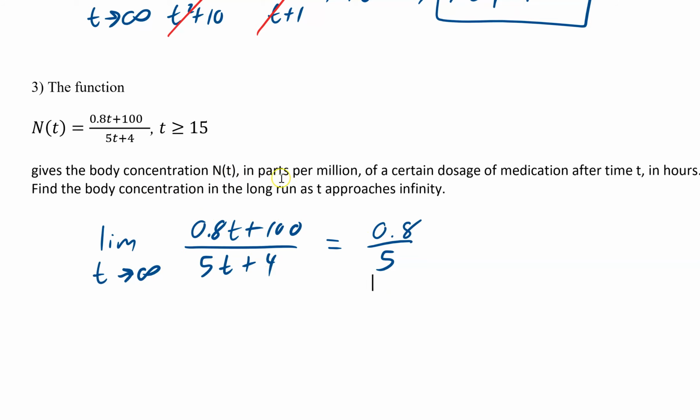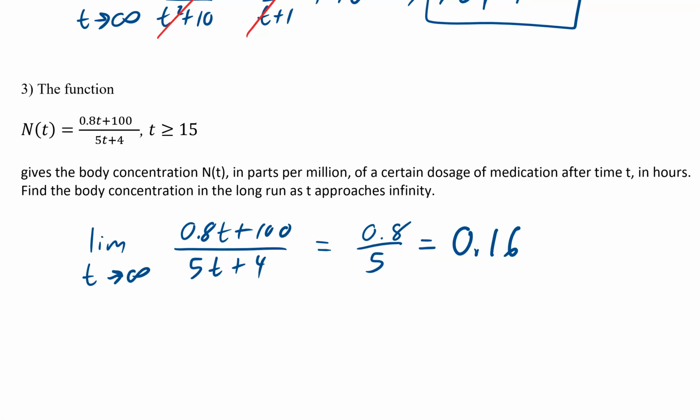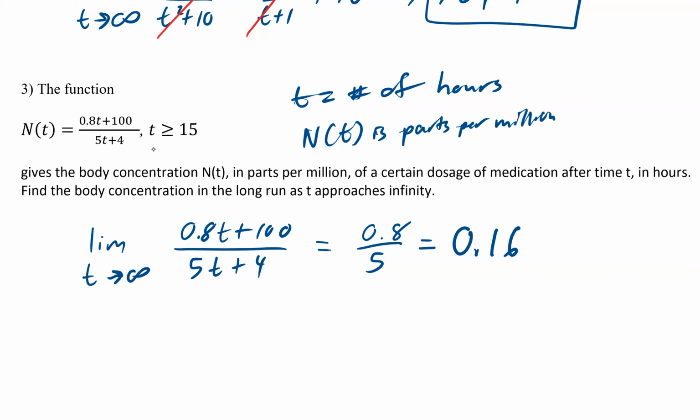So the body's concentration in parts per million of this medication is not disappearing from the body. So if we divide this in our calculus, we end up with 0.16. So 0.16. And then we've got to go back and find our units. We didn't write that on this one because the rest have been pretty easy. So t here is number of hours, and N of t is parts per million, the concentration. So this drug dosage, whatever they've given, it's not going anywhere. There will still be 0.16 parts per million left in the body as t approaches infinity.